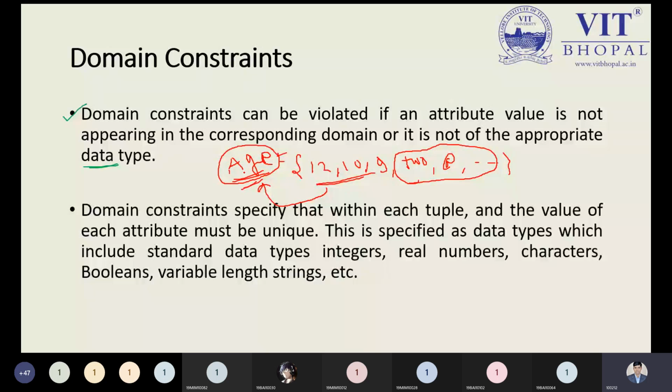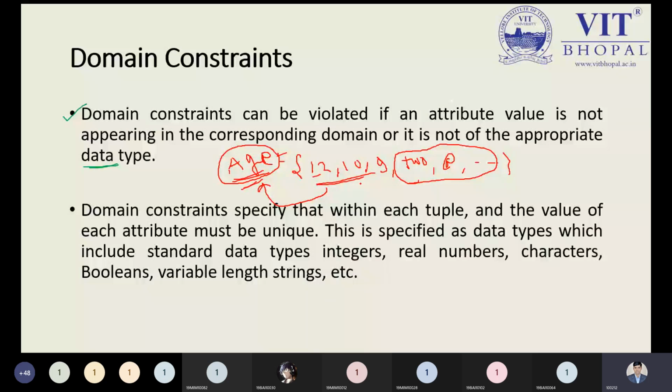Okay, so domain is nothing but a set of values, and if you're putting the set of values in a different data type, then it is not valid. Like I'm just putting all the things here. One row contains 12 values, so the age is valid. 10 is valid, 9 is valid. So all these are integer values, so these are valid values.